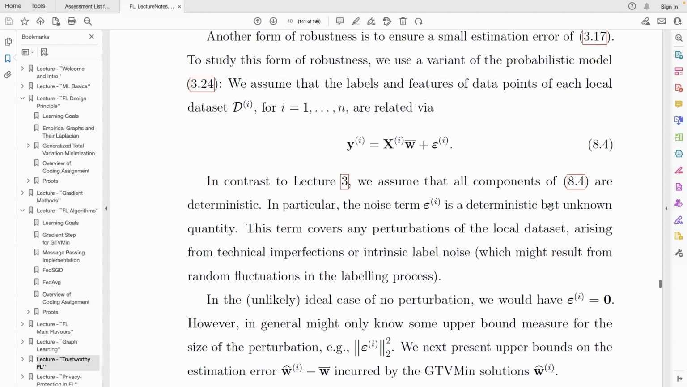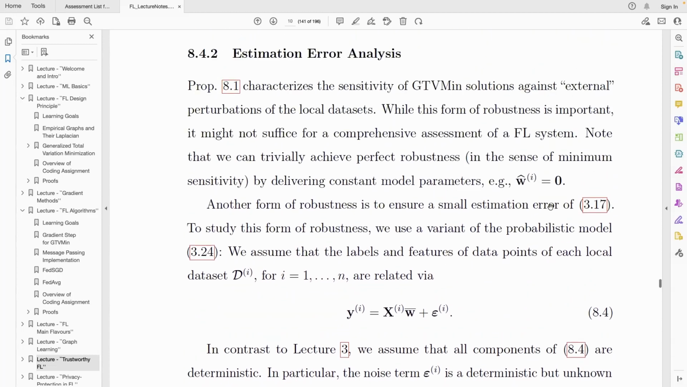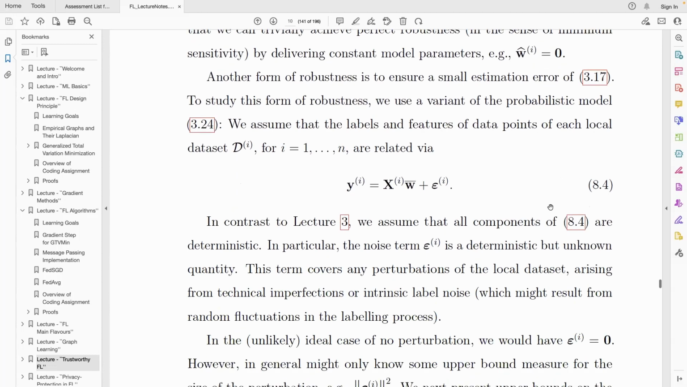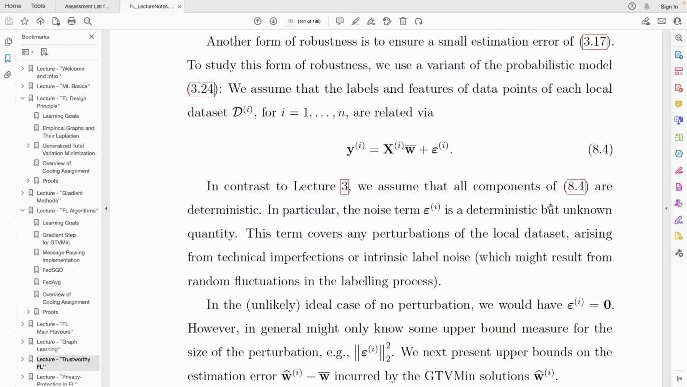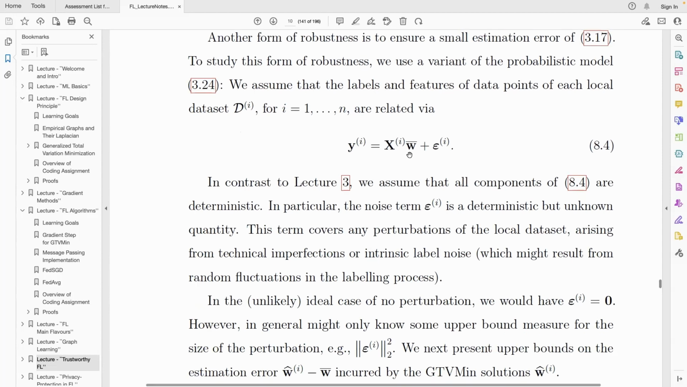I might skip the estimation error analysis, which is similar to the perturbation analysis, but we don't try to understand how much the learned parameter vectors change when I add a bit of noise, so kind of an external perturbation, but how much the learned parameter vectors deviate from a hypothetical true underlying parameter vector. This is called the estimation error. But this depends on how useful this model is. Do the labels and features of data points really relate like this? Is there really some underlying linear relation?